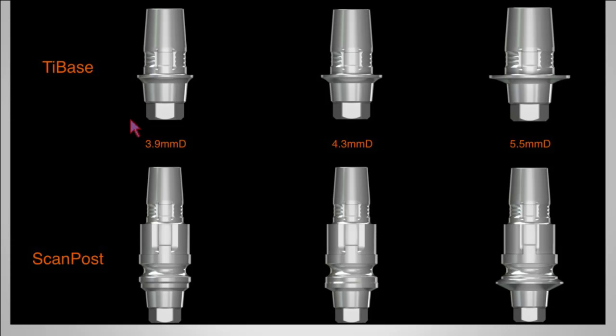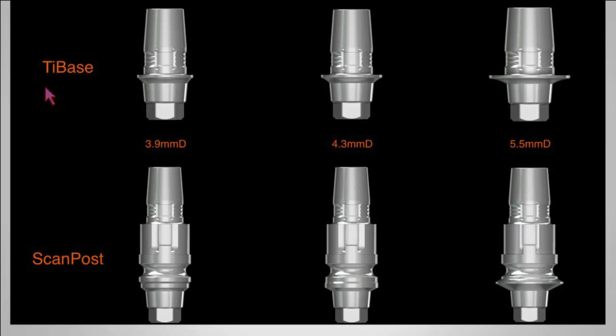So here's a summary. The top row are the tie bases available for the AnyReg system: small, medium, and large. The small one is 3.9 millimeters in diameter for the lip. The medium one is 4.3 diameter for the lip. And the large one has a 5.5 diameter for the lip. The tie bases are actually what get glued inside of the milled restoration, whether it's an abutment or a crown.